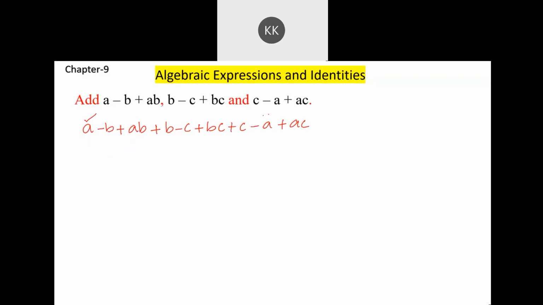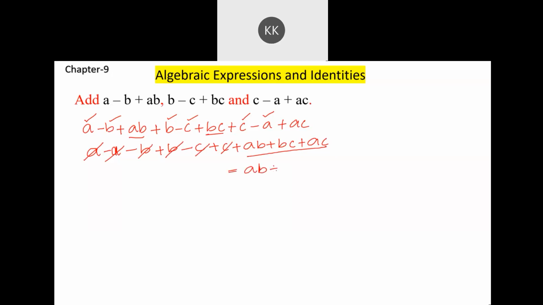Beside A we are going to write a term, so that is A minus A. Then minus B, there is plus B. This is also done. Then minus C plus C. This is done. Now AB plus BC plus AC. Now if you observe these terms, they get cancelled. The final result we get is AB plus BC plus CA or AC.